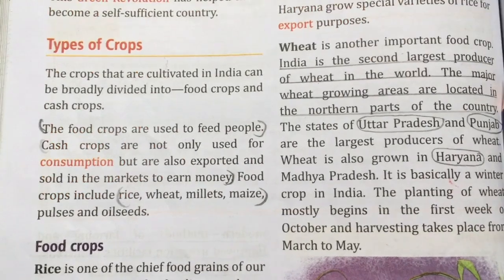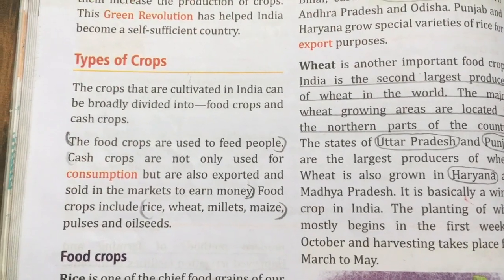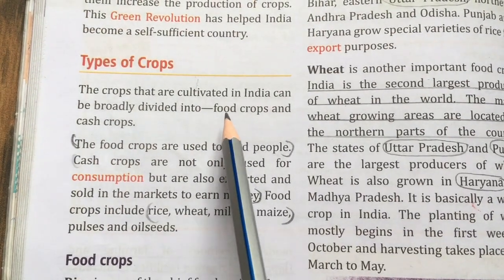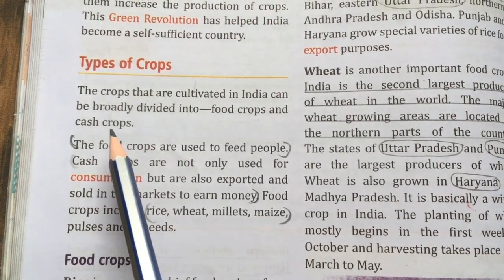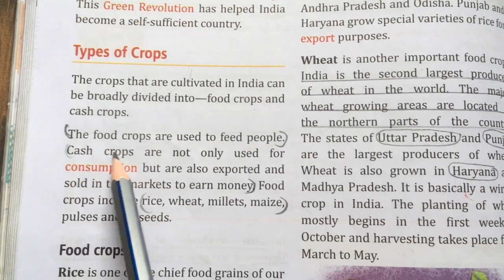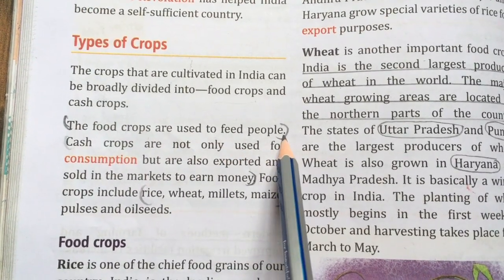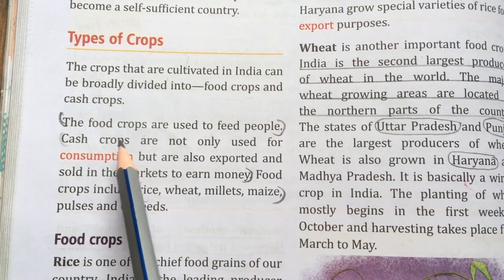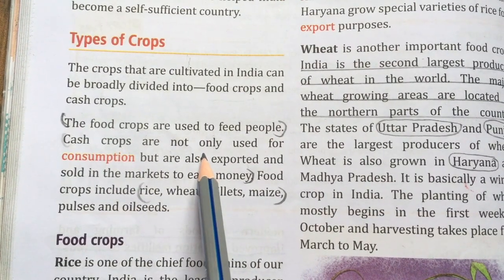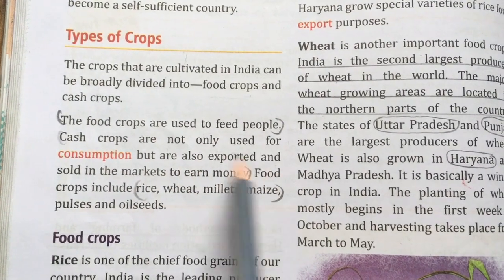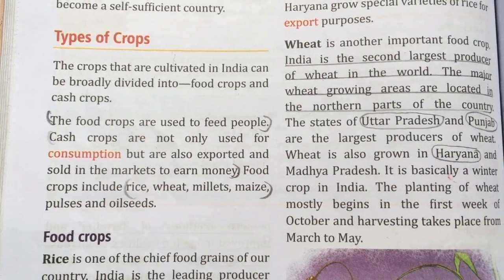Let's learn about the different types of crop. The crops that are cultivated in India can be broadly divided into food crops and cash crops. Food crop means the crops which are used to feed people, the general population. And cash crops are not only used for consumption but are also exported and sold in the markets to earn money.